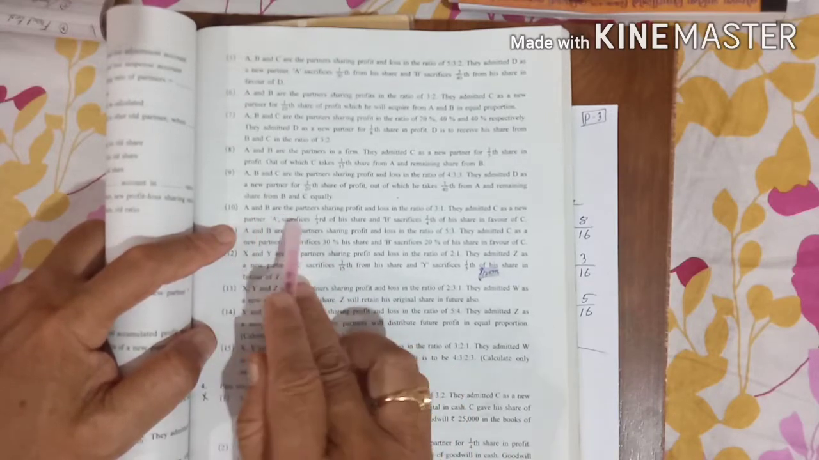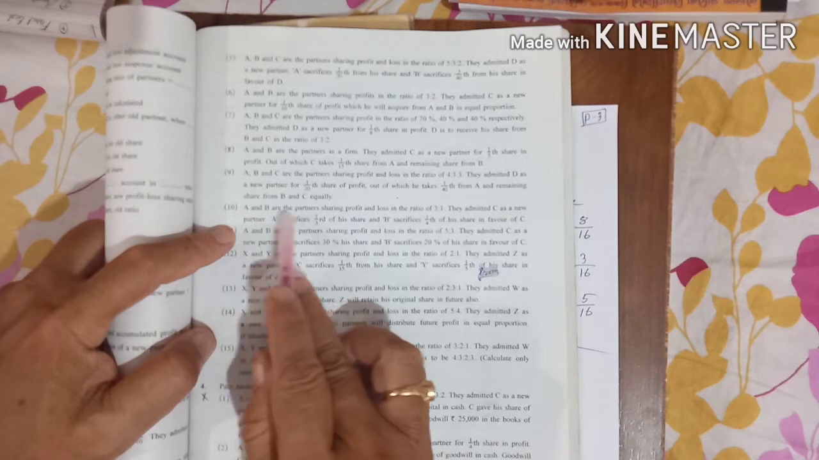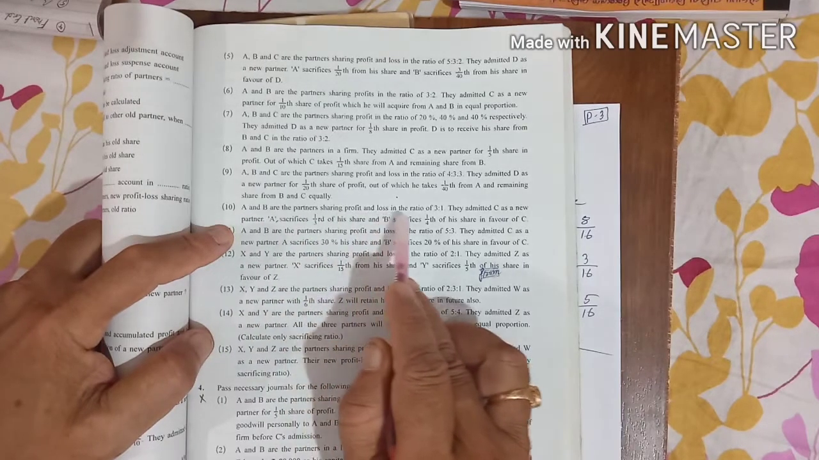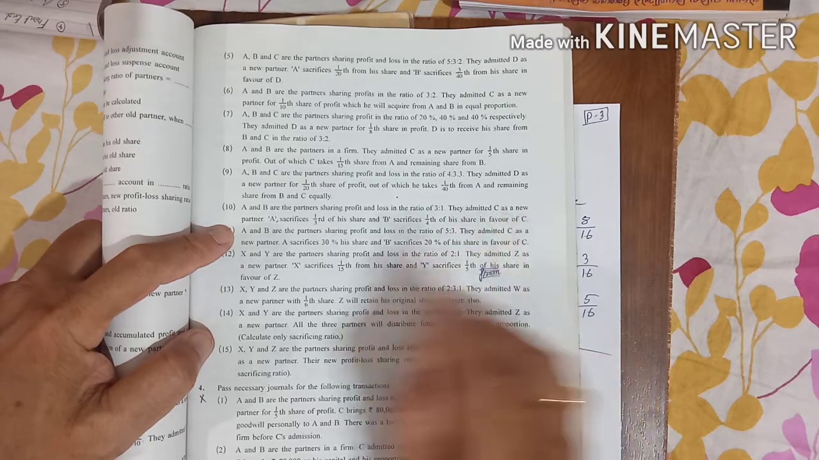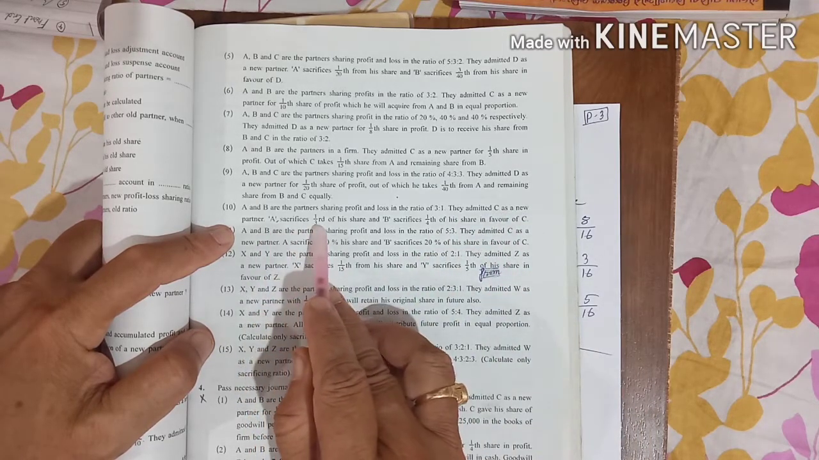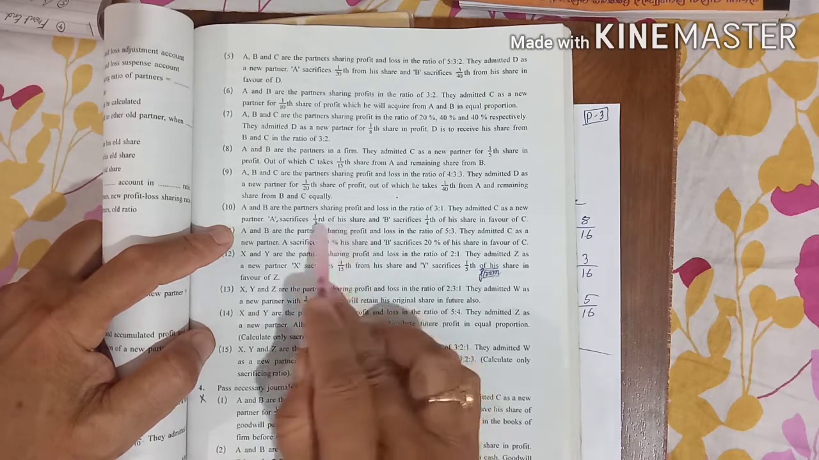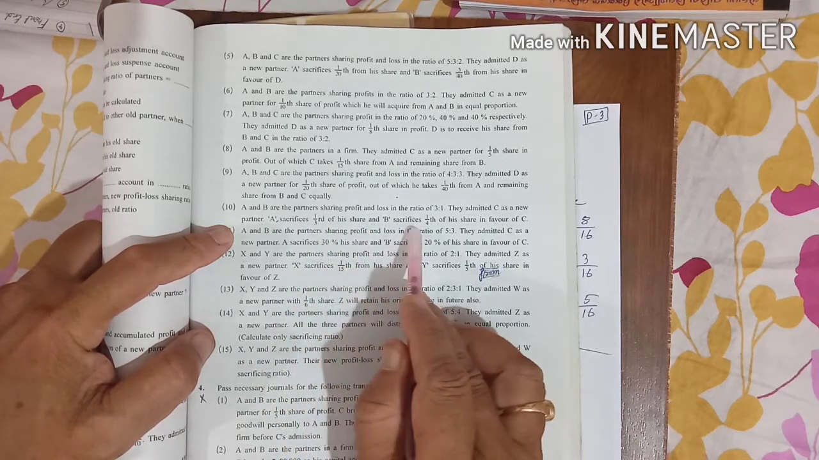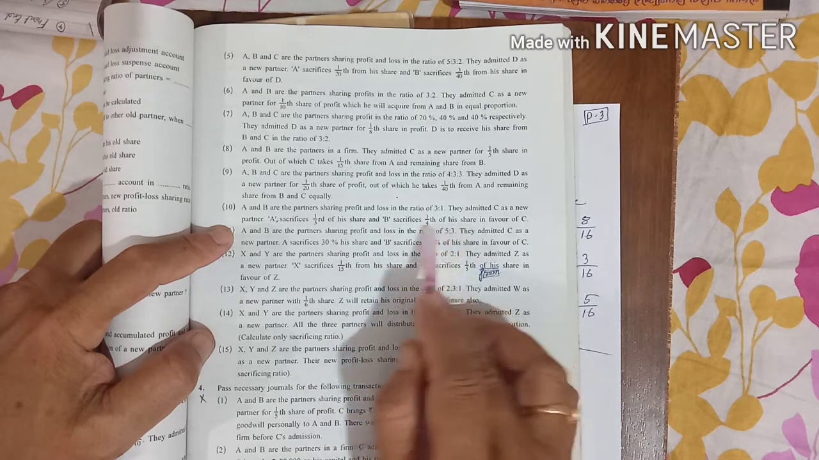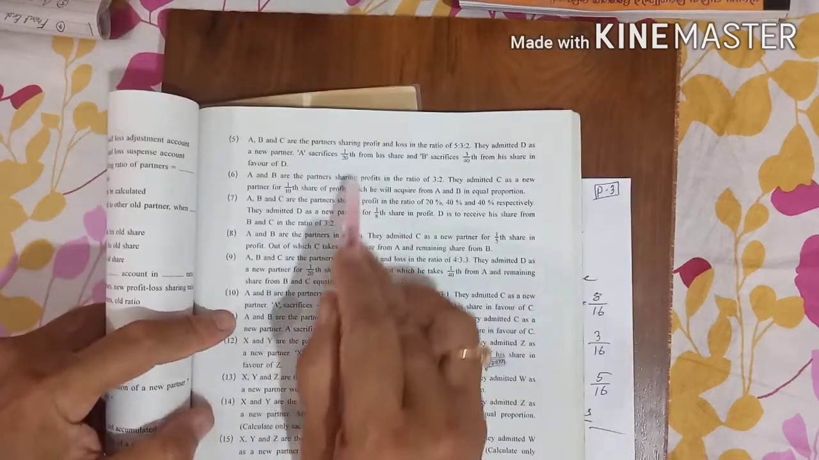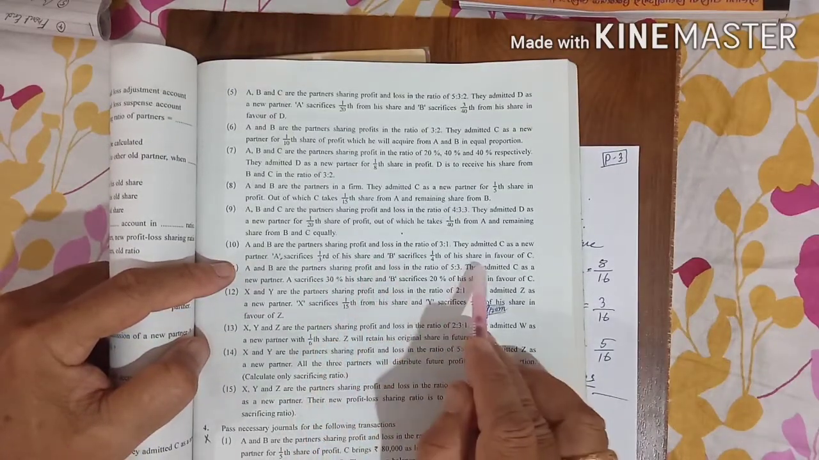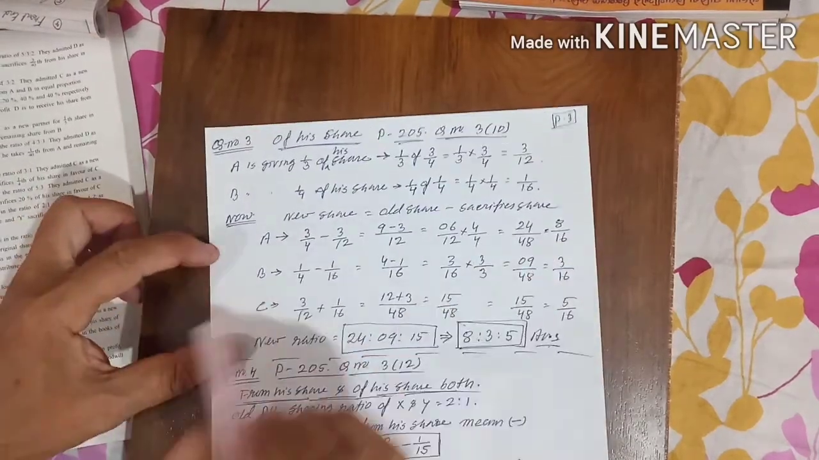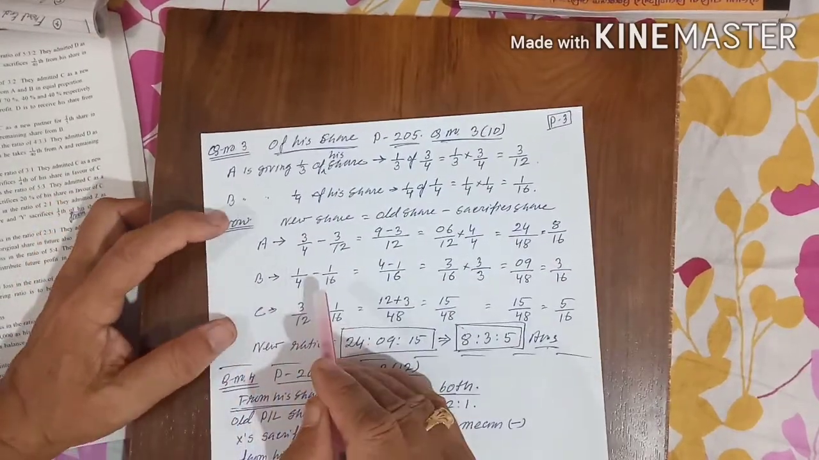Let me read the question. A and B are partners sharing profits and losses in the ratio of 3:1. They admitted C as a new partner. A sacrificed 1/3 of his share, where you will get confused, and B sacrificed 1/4 of his share. The previous one was not from his share, but here it is given of his share in favor of C. Whatever is given in the questions, you read the questions twice.